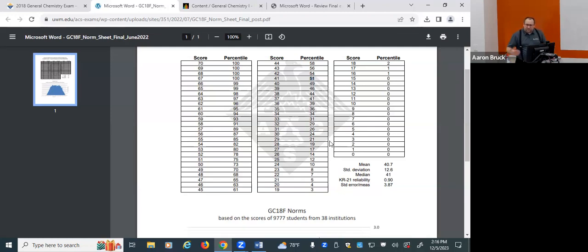What I can tell you is that historically, if you score at the median, you can expect to get a B on the exam. You score above it, you start shading your way up toward A. You score below it, you start shading your way towards C, D, and so on.